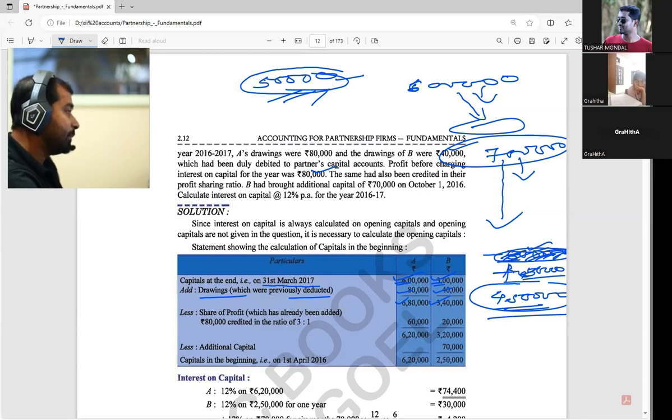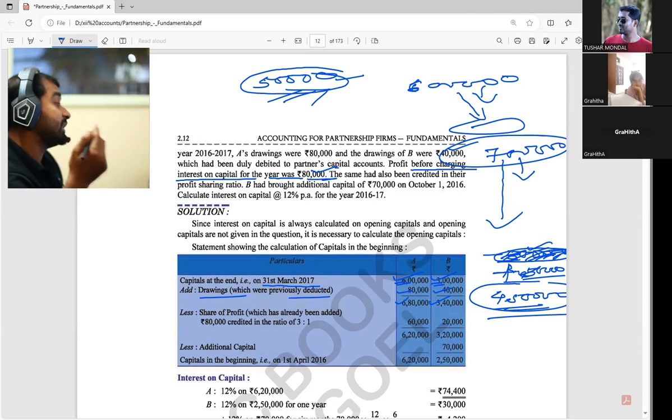Next, the same had also been credited. Which one is credited here? Let's see this one: which had been duly debited from this amount, profit before charging interest on capital for the year ended, 80,000. Now, the profit was already credited, that means added to the capital. Now what should I do? If it is added, I definitely have to subtract. The capital has already increased, so I should subtract.